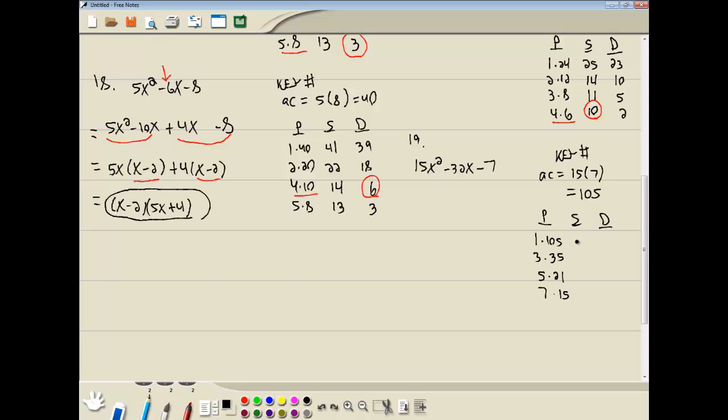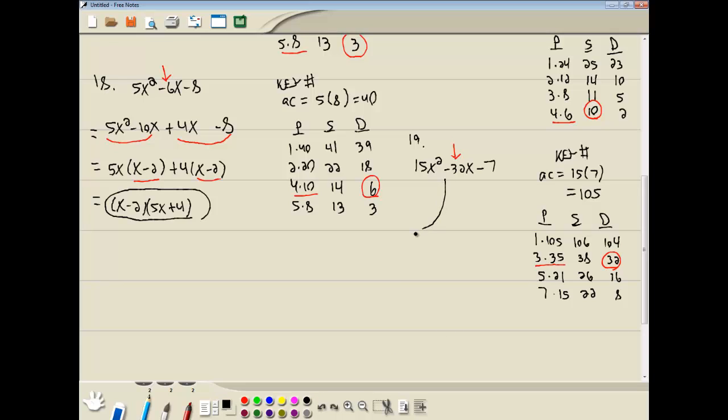Okay, atom. 1 plus 105 is 106. 3 plus 35 is 38. 5 plus 21 is 26. 7 plus 15 is 22. Subtract them. 105 minus 1 is 104. 35 minus 3 is 32. 21 minus 5 is 16. 15 minus 7 is 8. You'll know, if you don't have your number, then that probably means there are more products we didn't get to. But we're looking for 32, which is right here. So we're going to use 3 and 35.